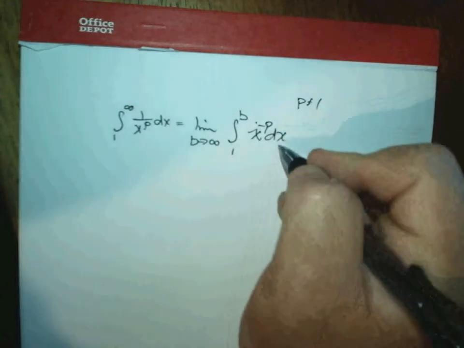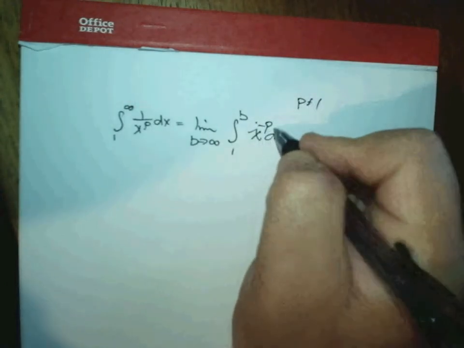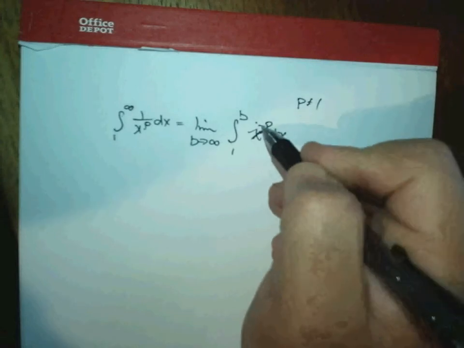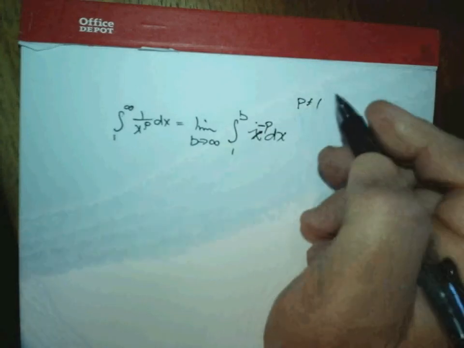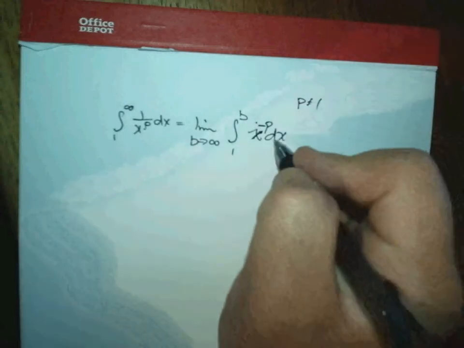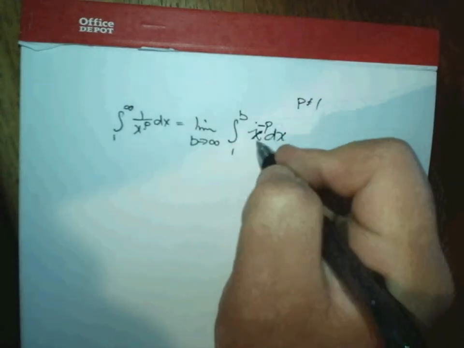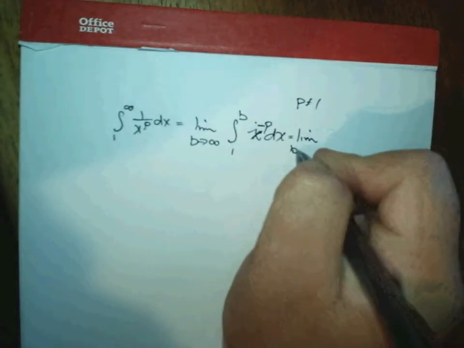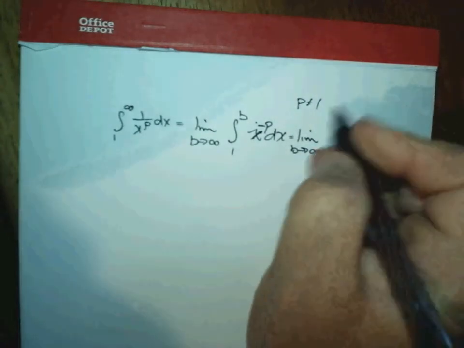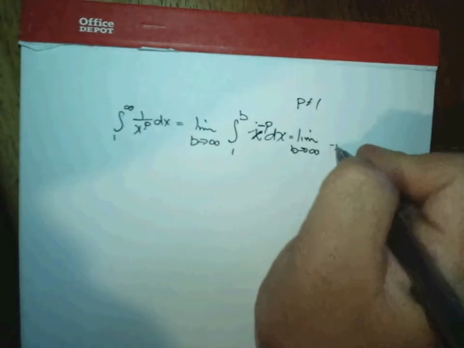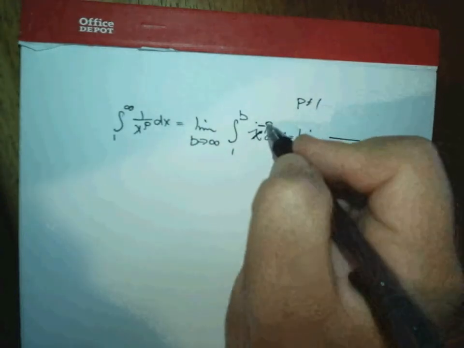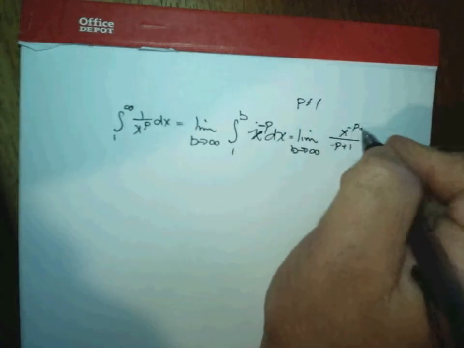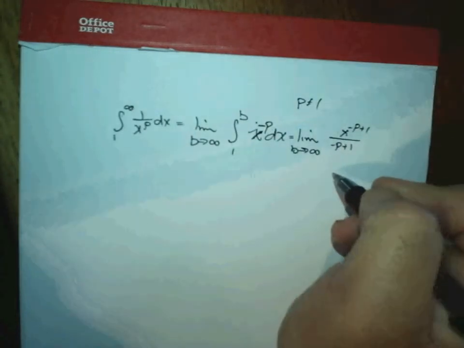So p is not 1, so that means I'm going to analyze this by using the integration of a power function. So I add 1 to the power and divide by the new power to get the integral calculated. Adding 1 to the power and dividing by it, I get that.